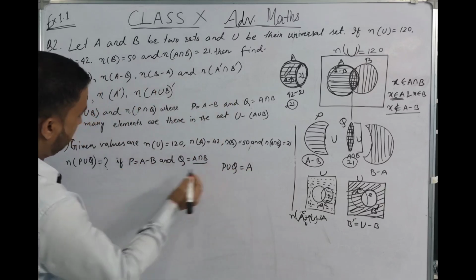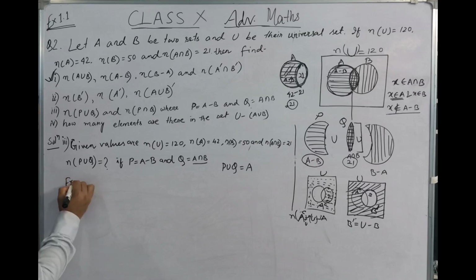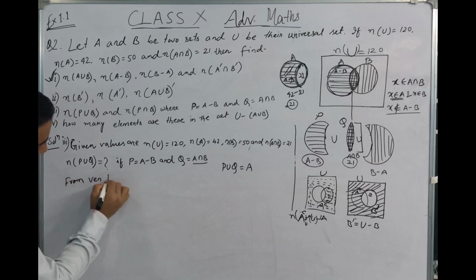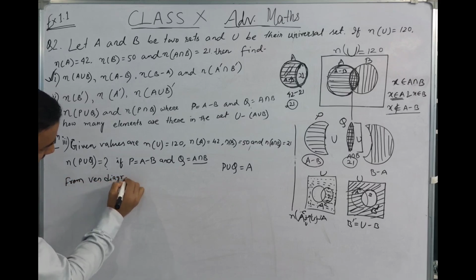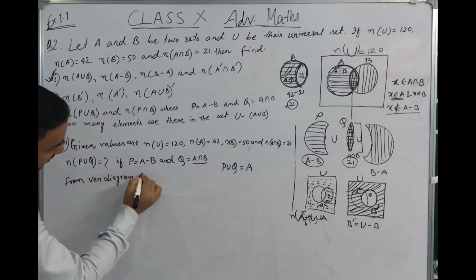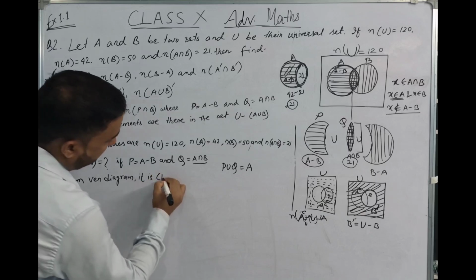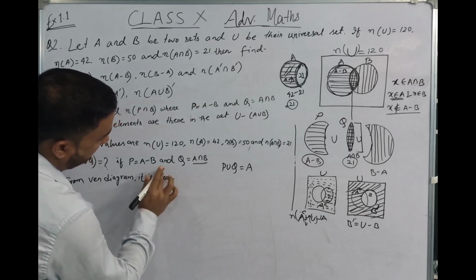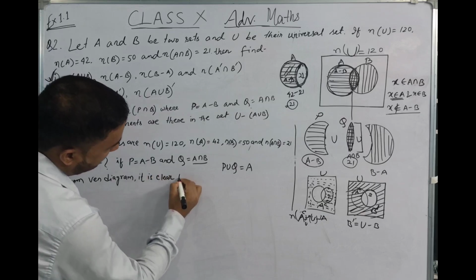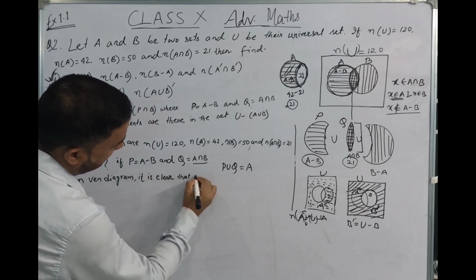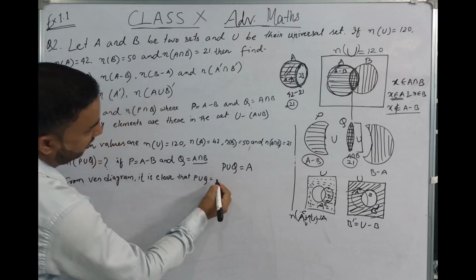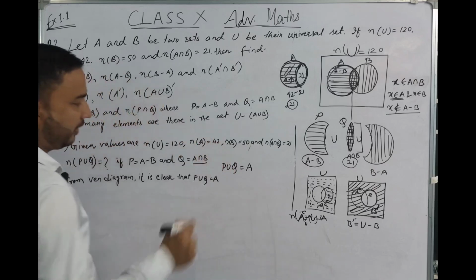From the Venn diagram, it is clear that P union Q is equal to A. Okay.